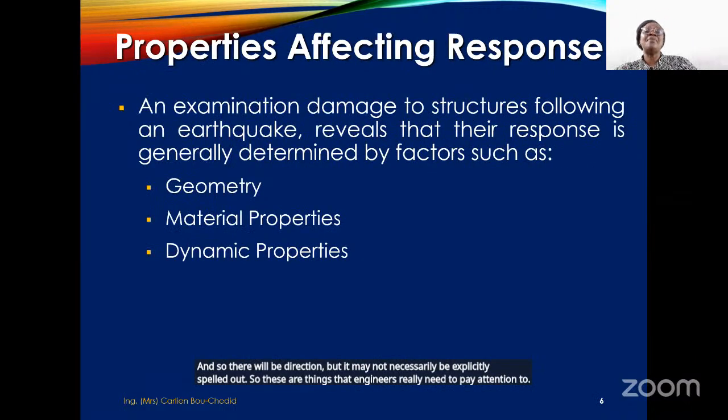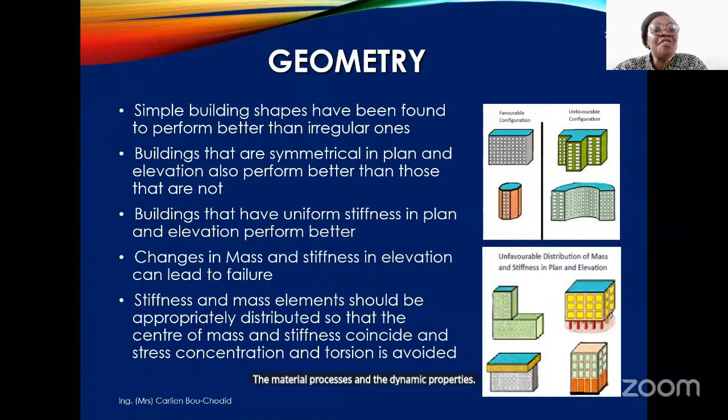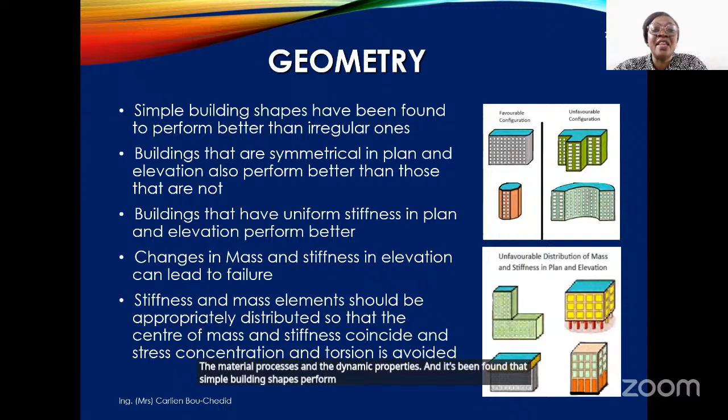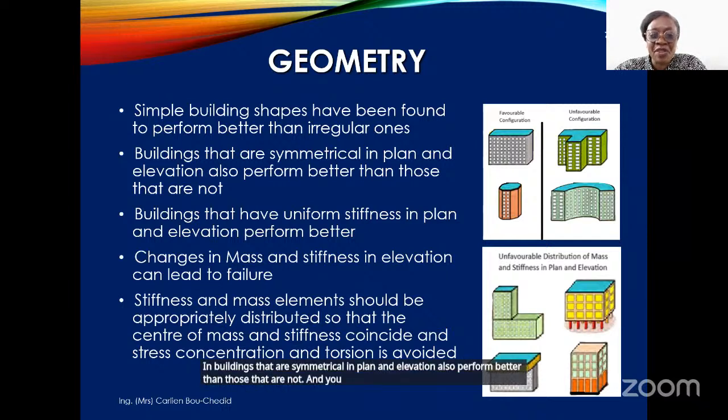If you look at the damage that occurs in buildings following an earthquake, you see that the response is generally determined by factors such as the geometry of the building, the material properties, and the dynamic properties. And it's been found that simple building shapes perform much better than irregular ones. And buildings that are symmetrical in plan and elevation also perform better than those that are not. And you'll see a few examples of buildings. I will show a few as I go on.